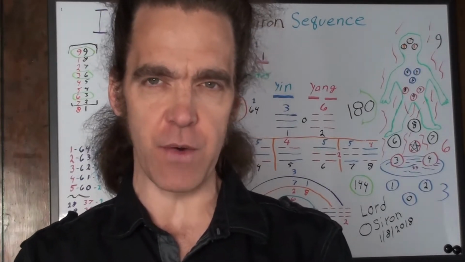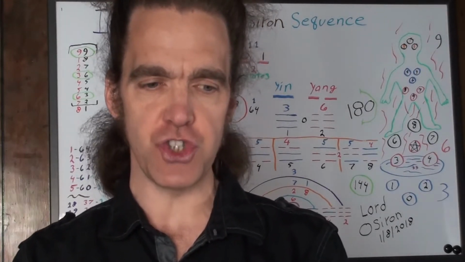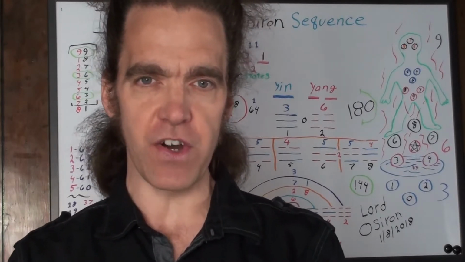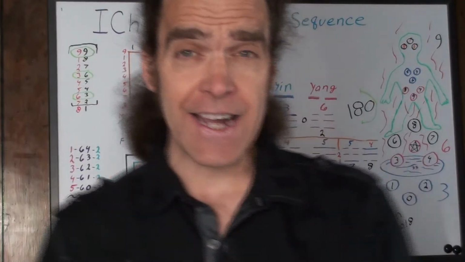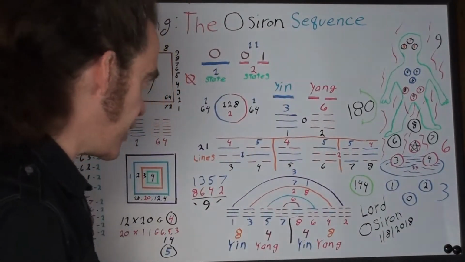This is going to be a follow-up to the I Ching video I just made, but this one is going to show the proper sequence of the trigrams and all 64 hexagrams. I actually made a mistake in the previous video.